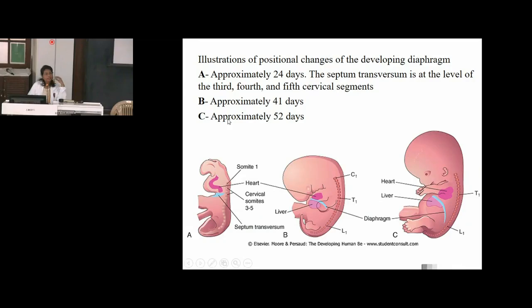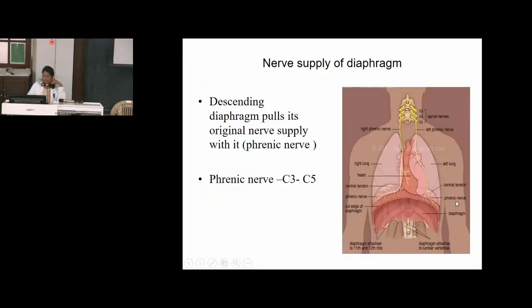Approximately after the 6th week, around 52 days, we can see this is the normal position of the diaphragm between the pericardium and the peritoneal cavity. That's how it justifies the nerve supply to the diaphragm. It is taking its nerve supply from the cervical region, and it lies just lateral in the mediastinum, the phrenic nerve. The phrenic nerve lies in the mediastinum, related to the medial side of the lungs and the lateral side of the heart. It goes down here and supplies the diaphragm.